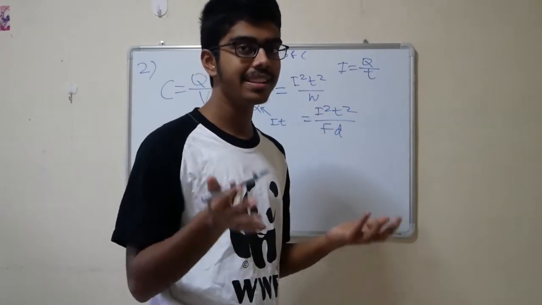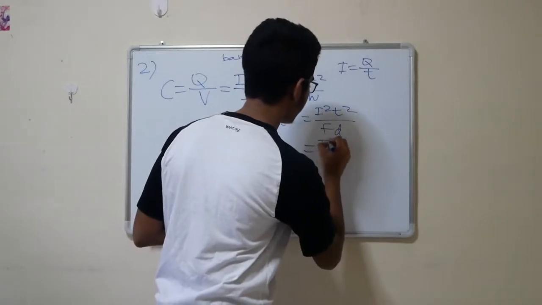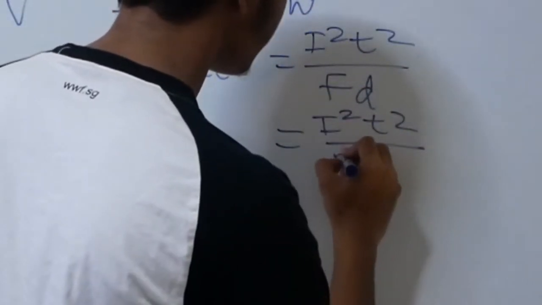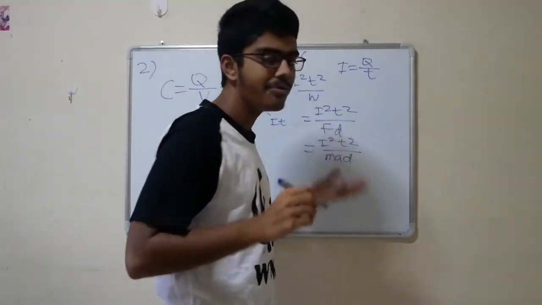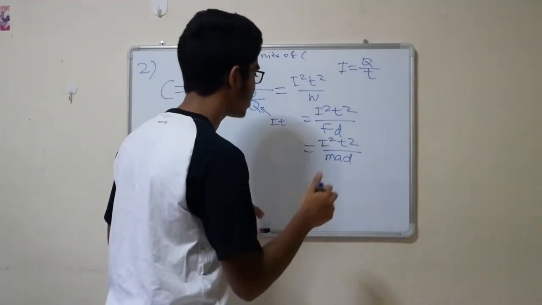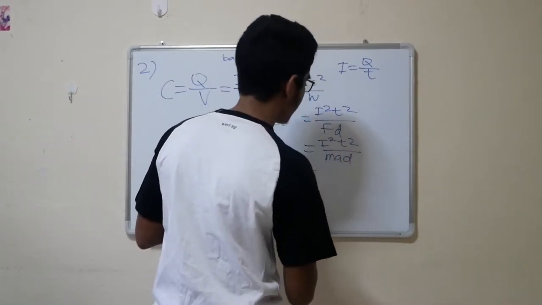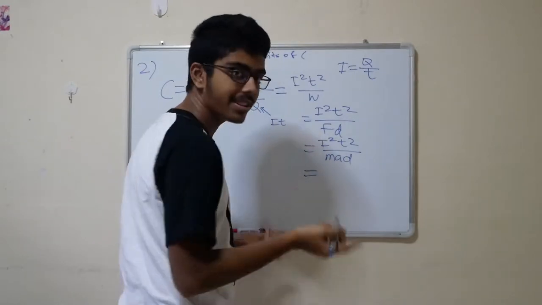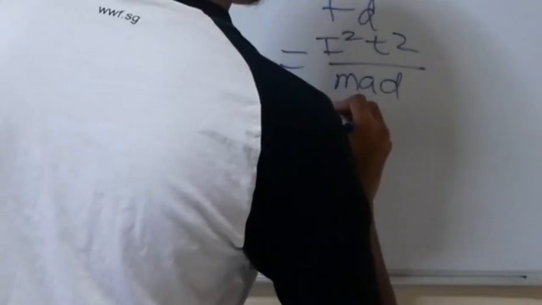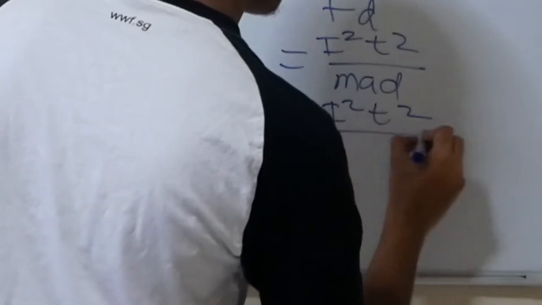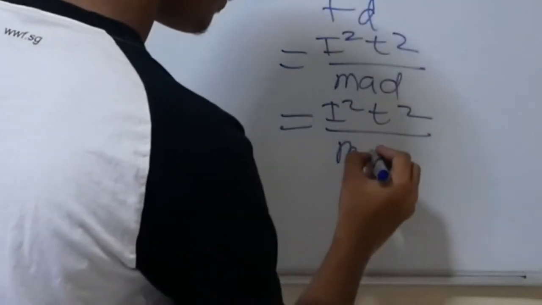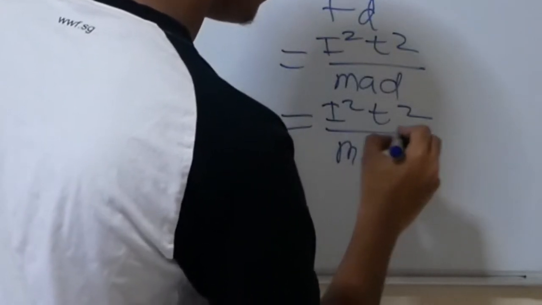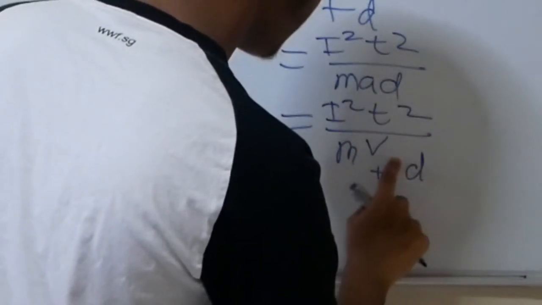So many chapters, right? Dynamics. It's I squared T squared over F equals to MA, right? So it's MAD. Yes, we are really mad about this question. It's so annoying, man. So, MA. Acceleration. Still not done. What's acceleration? Acceleration is velocity over time. So it's I squared T squared over M, what? MV over TD. And we'll just bring it over because it's making it really complicated.